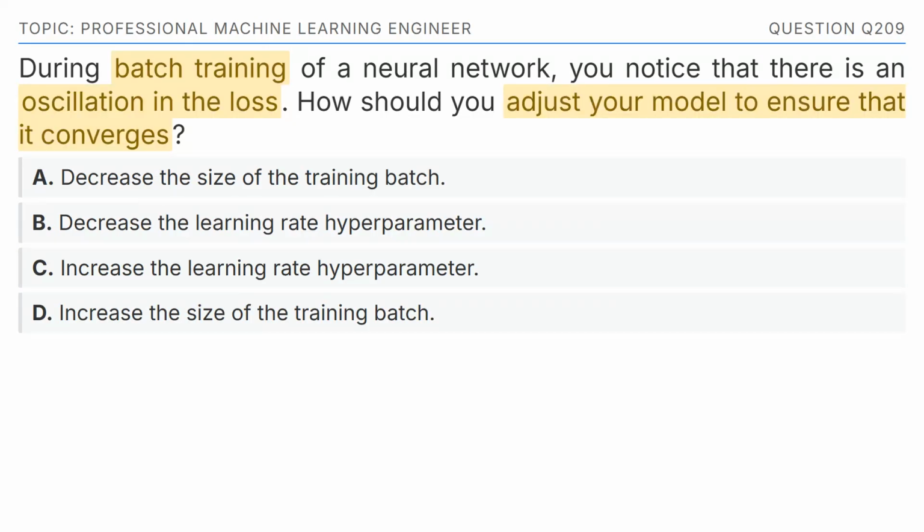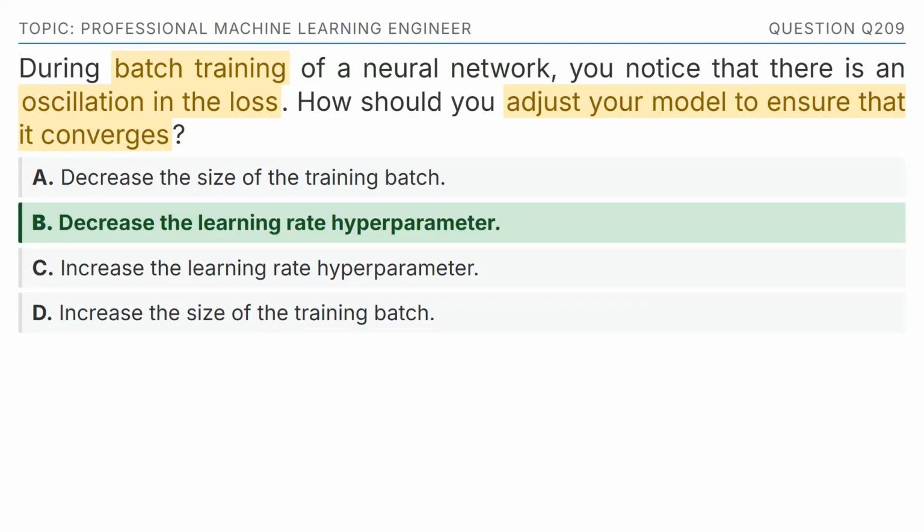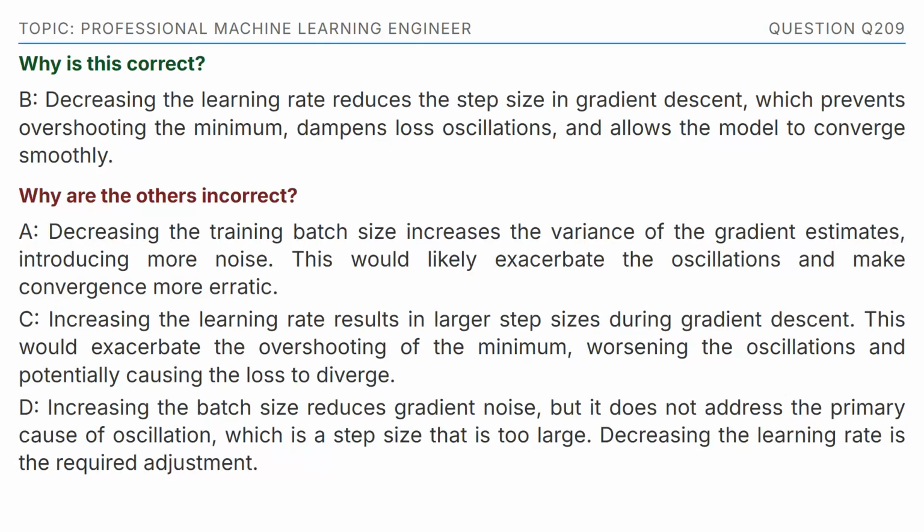To arrive at the correct answer, we focus on the keywords: batch training, oscillation, and the loss. Adjust your model to ensure that it converges. The correct answer is option B. Decrease the learning rate hyperparameter. Why is this correct? B. Decreasing the learning rate reduces the step size in gradient descent, which prevents overshooting the minimum, dampens loss oscillations, and allows the model to converge smoothly.